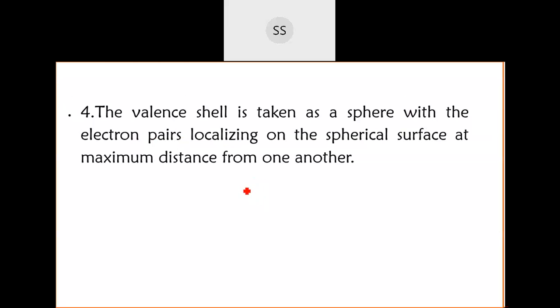So that was the third one. Now the next one is, since our atoms are spherical in shape, the valence shell is also taken as a sphere. Since the atom is spherical in shape, the valence shell is like a sphere. So in this sphere only, when they are forming the molecule, these electron pairs have to adjust themselves in this region of space.